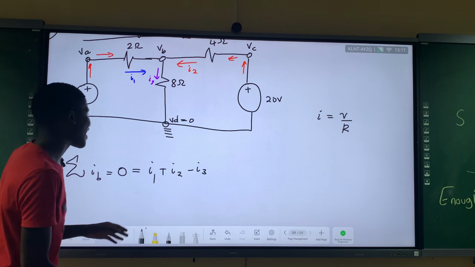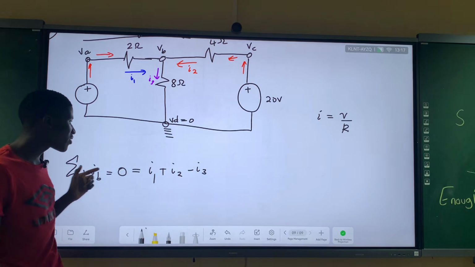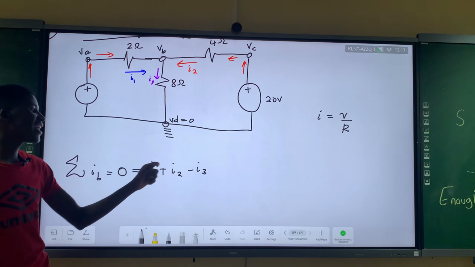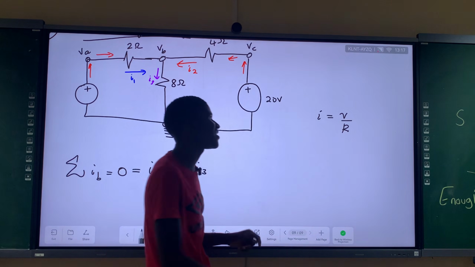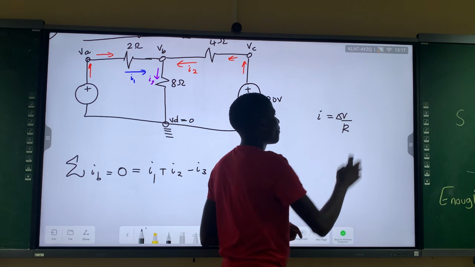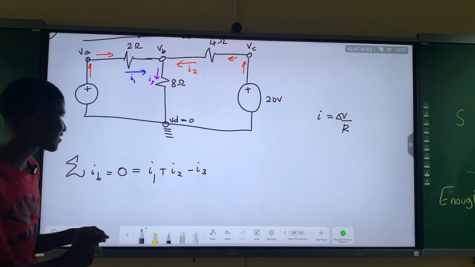So here, our currents, because in the node voltage analysis, after doing Kirchhoff's current law, each and every current we express using this formula. Current is the potential difference over the what? The resistance. Let's just call it potential difference.